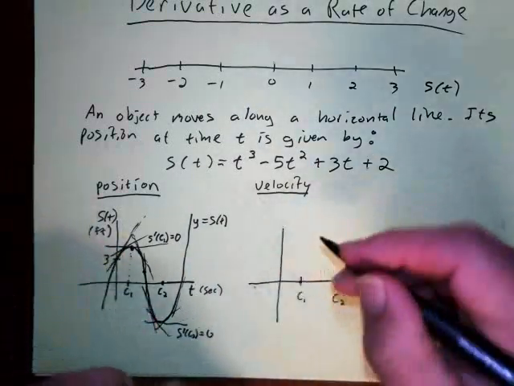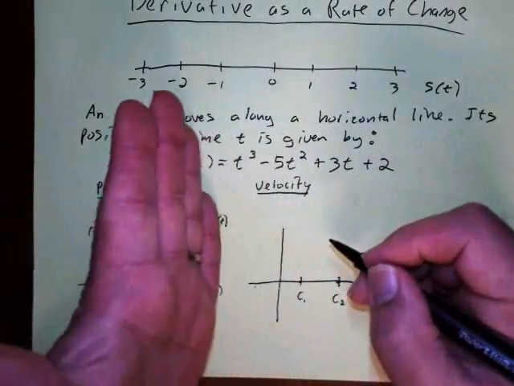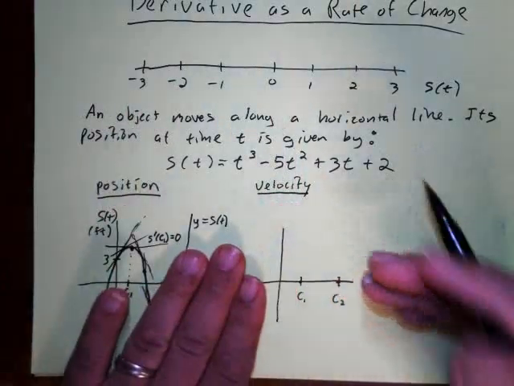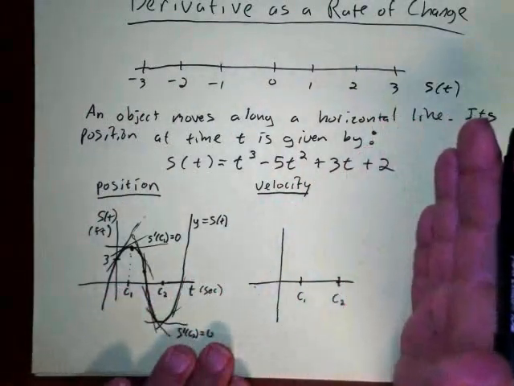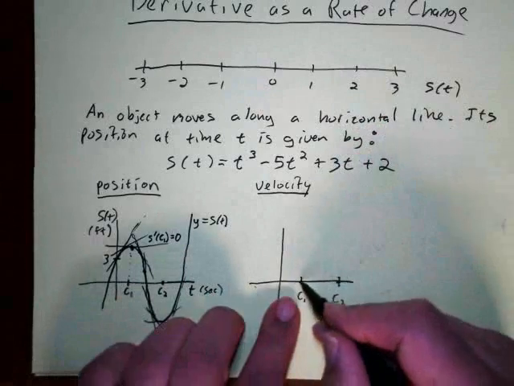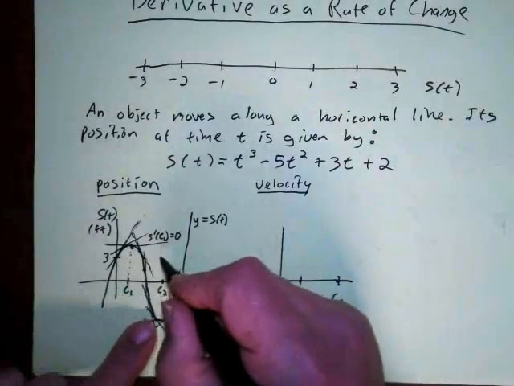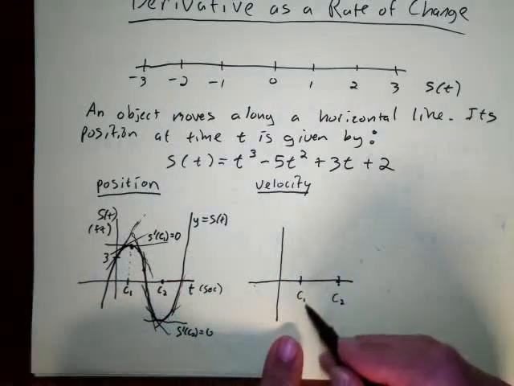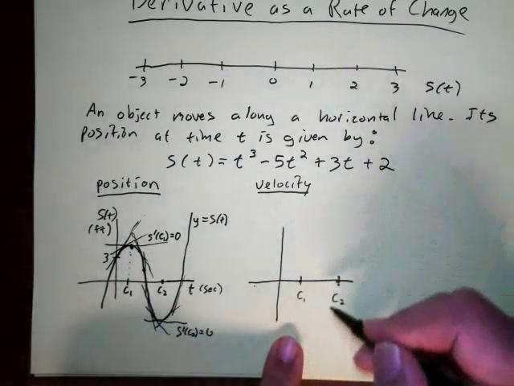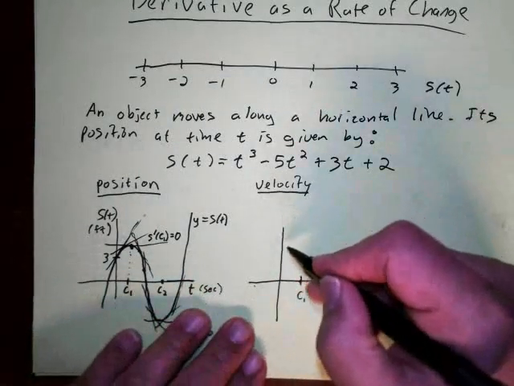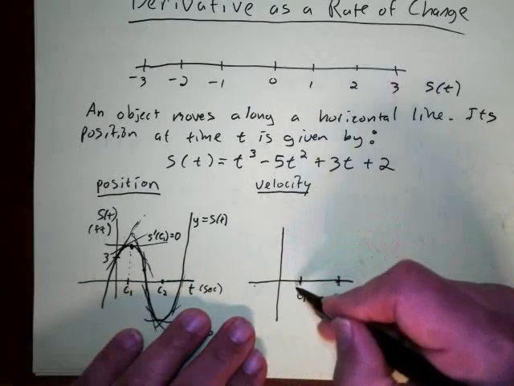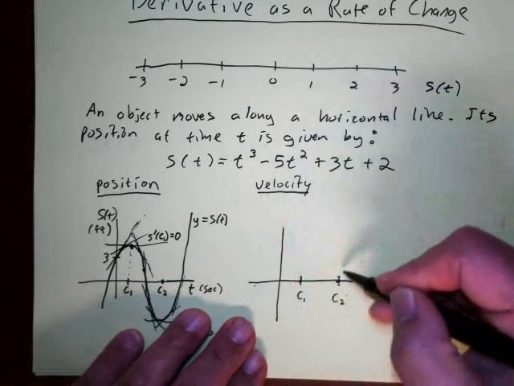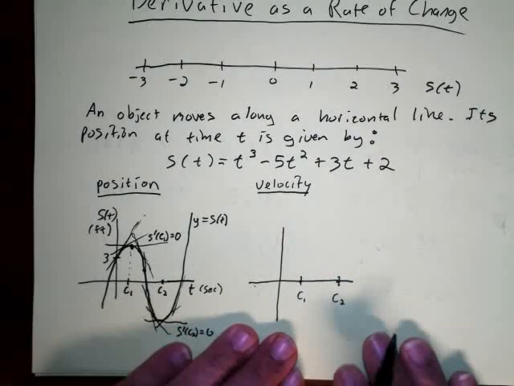So it looks like on this side of C1, the velocity is positive, and on this side of C1, the velocity is positive. But between C1 and C2, between these two points, the velocity is negative. So it's negative here, and over here it's positive. It's almost like positive, slowing down, going to 0, then negative. It almost looks like a parabola, doesn't it?